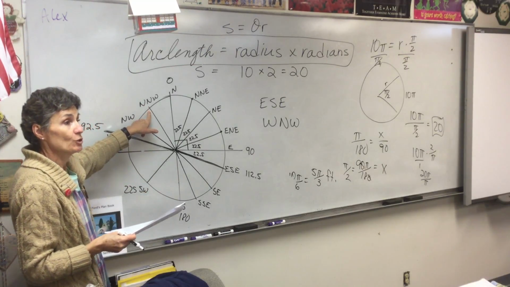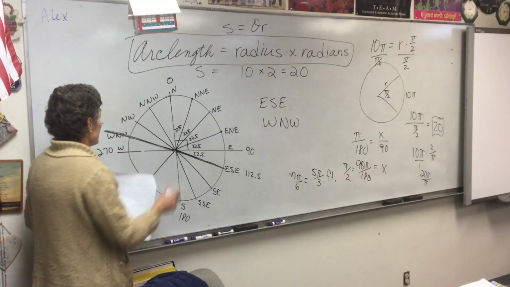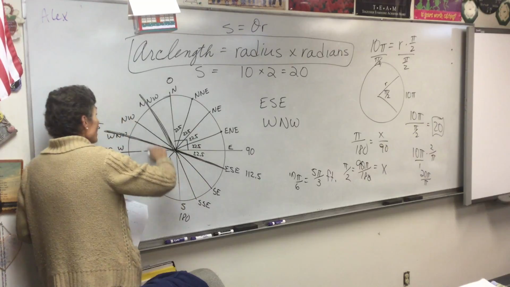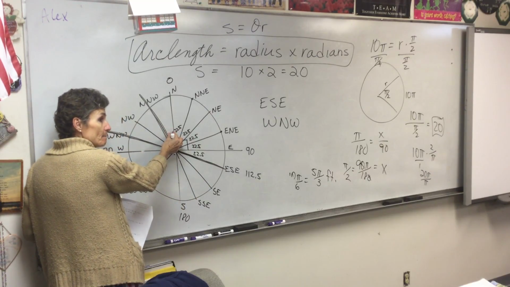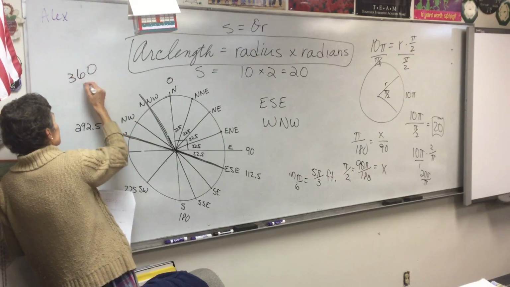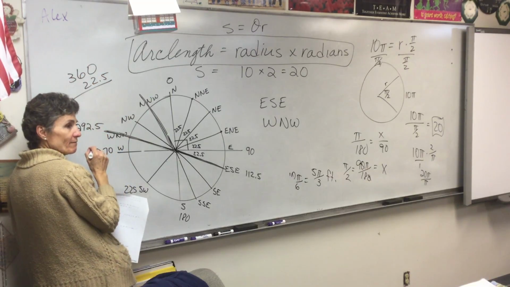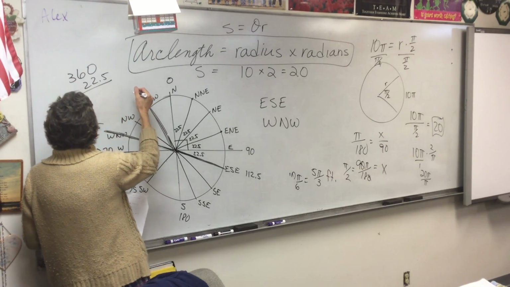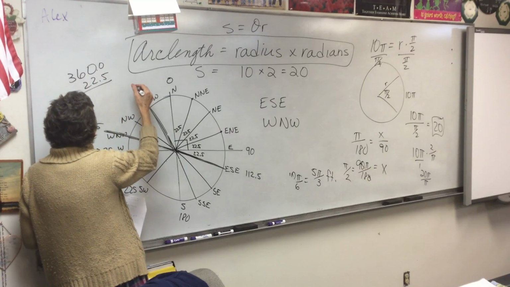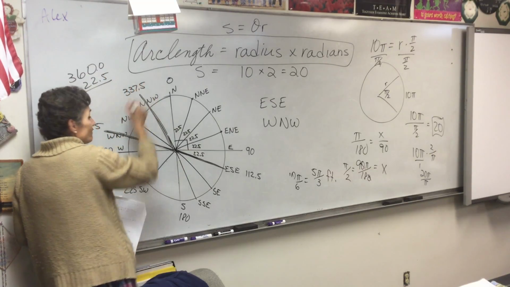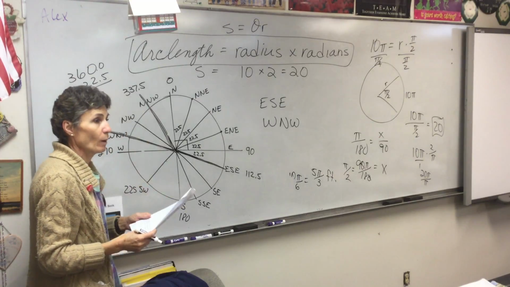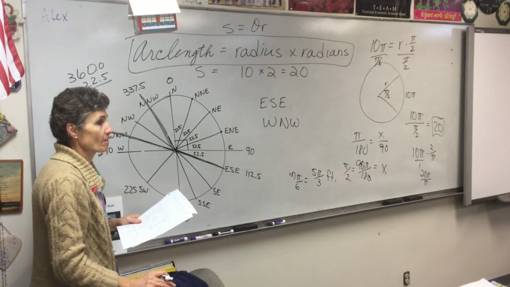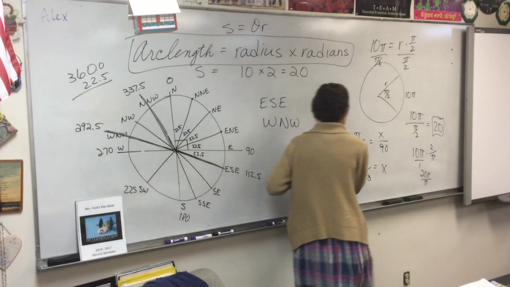Last one, north, northwest. Now north, northwest goes all the way around except for this part, right? So could I do 360 minus 22 and a half? Would that be one way of figuring that out? Maybe the easiest way? So what is that? I need help. What is that? 337.5 would be north, northwest. All right, one more, and then we are done with this section.